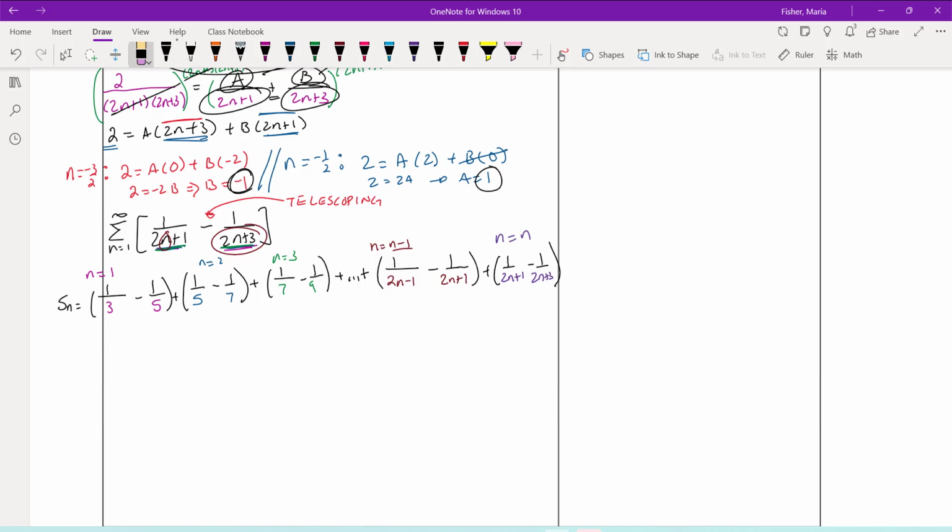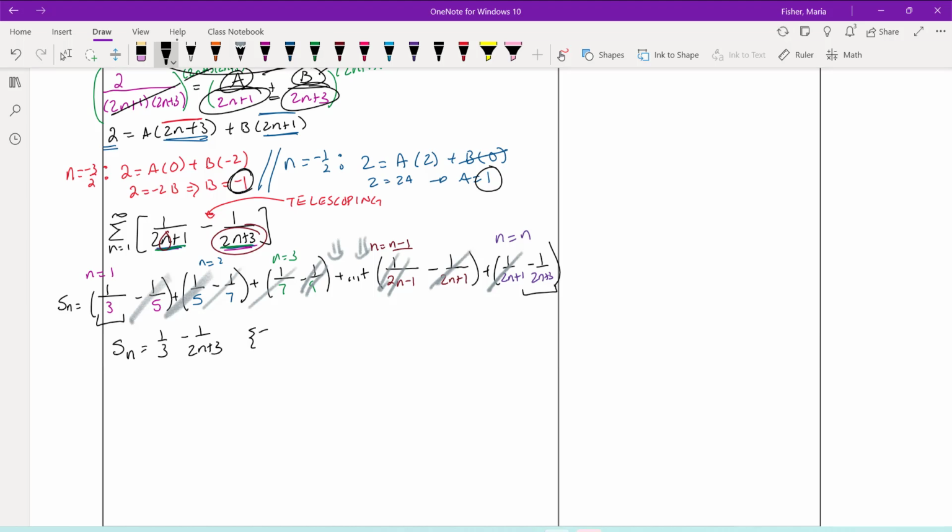Now, what, if anything, cancels? Well, the negative 1/5 and the positive 1/5, the negative 1/7 and the positive 1/7. If we would have written the next term here, this would have canceled. Our negative 2n plus 1 and the positive 2n plus 1 will cancel. And then if we would have written the next term in front of n minus 1, this would have also canceled. Therefore, what's left is s sub n is equal to 1/3 minus 1 over 2n plus 3.